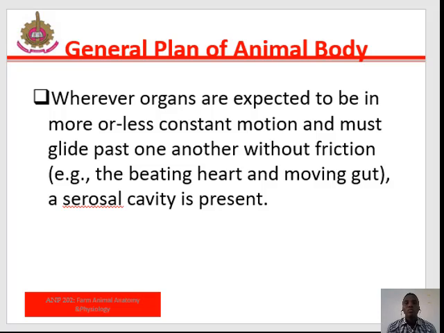Wherever organs are expected to be in more or less constant motion or must glide past one another without friction, a serosal cavity is present.